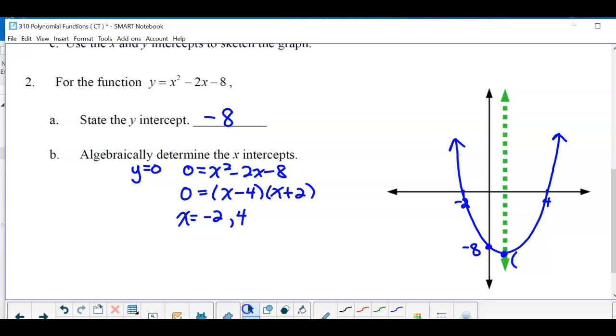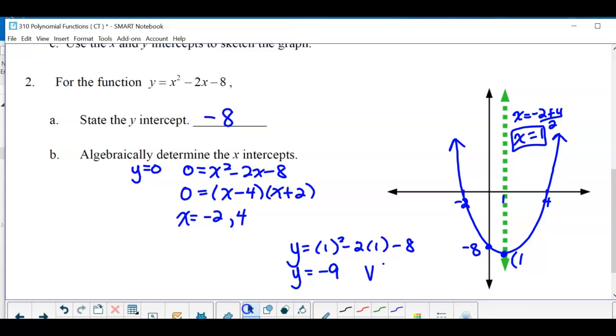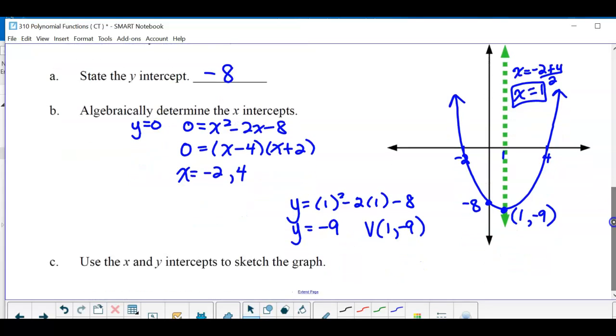Okay, we could find this point, given this, the x value at that vertex is 1, right? Because the axis of symmetry is x equals negative 2 plus 4 over 2, which is 1. That's the equation of it. We could then substitute back in to our equation. 1 minus 2 is negative 1, minus 8 is negative 9. So vertex is 1, negative 9. And graph it that way. So you don't even have to complete the square. Okay.